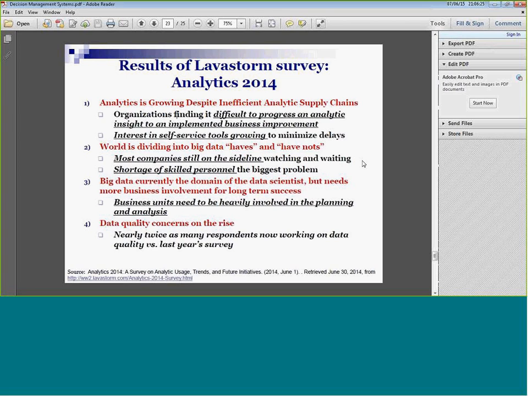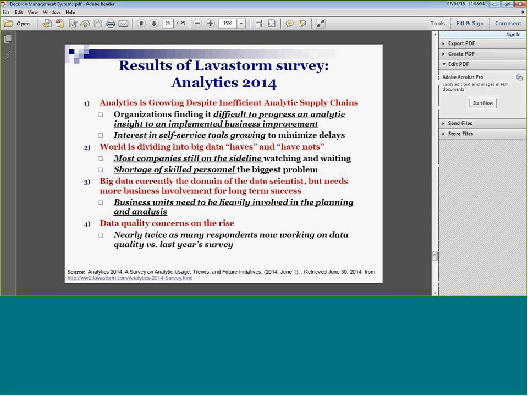I saw a demonstration of a bank in Hong Kong using SAS Enterprise Miner, predicting with 100 million records each night. That's a lot of records. And it was doing it in a fraction of the time it took with other software. Big data currently is the domain of the data scientists. I agree, but it needs more business involvement for long-term success.